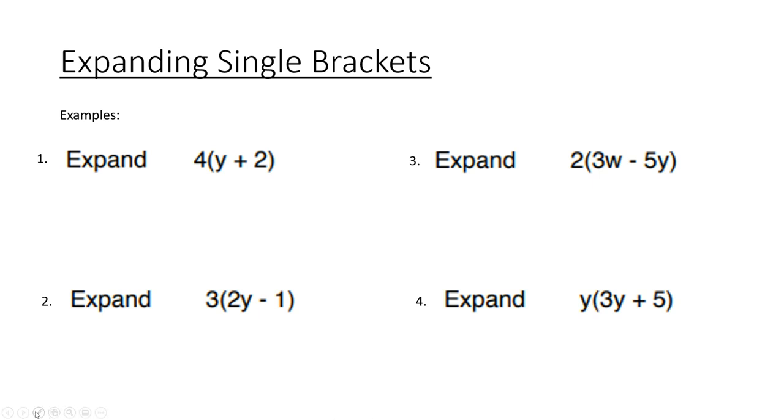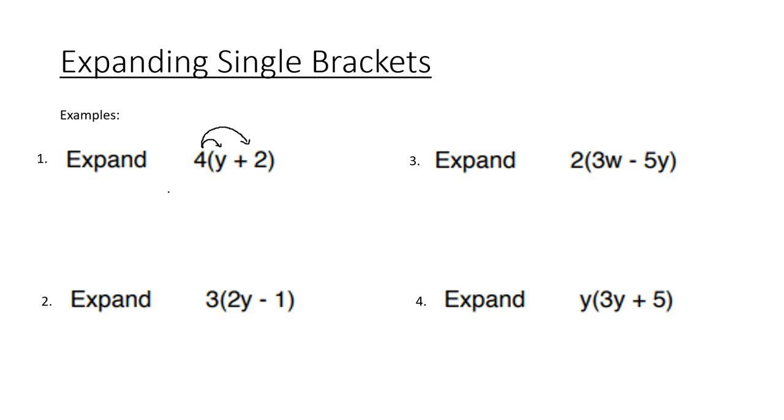When you're expanding a single bracket, what it means is you have a number that's outside of your bracket, and then either numbers or unknown variables inside. And what this means, when you have a number outside of a bracket and you're having to expand it, is you have to multiply. So you're having to multiply whatever's outside by everything inside individually.